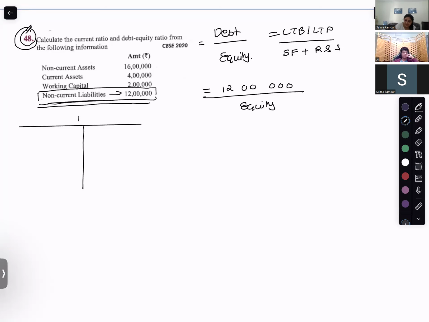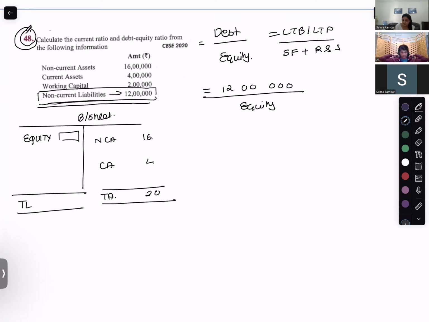I know the format of my balance sheet. I want to find equity. I know my non-current assets is 16 lakh. Current assets is 4 lakh. Total assets is how much? 20 lakh. So total liabilities will become how much? 20 lakh. In that I have my non-current liability, how much? 12 lakh.